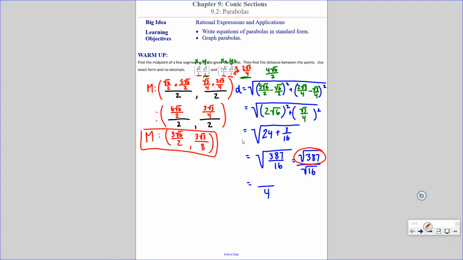Oh, really? Yes. 9. This is divisible by 9. So this actually simplifies to 3 root 43. Holy algebra. That's a lot of algebra.